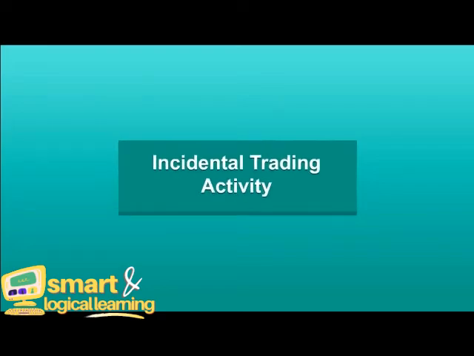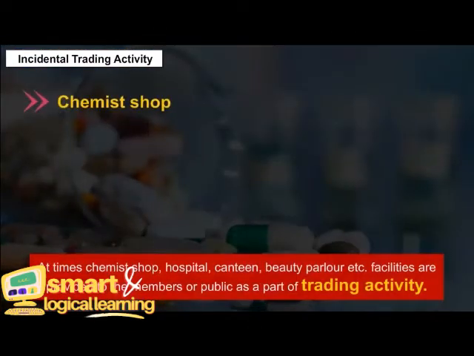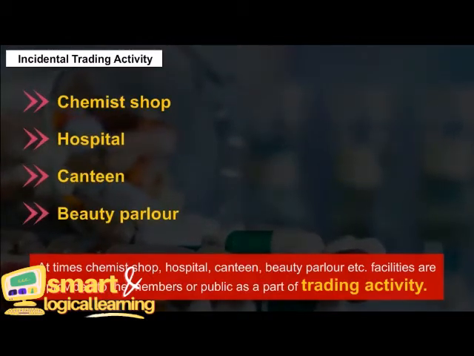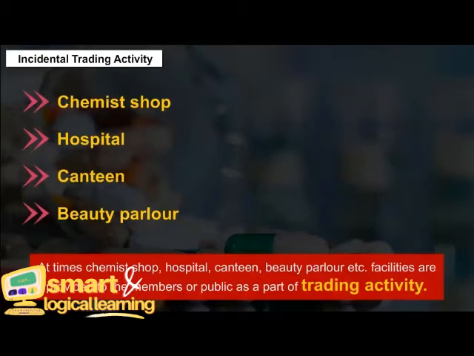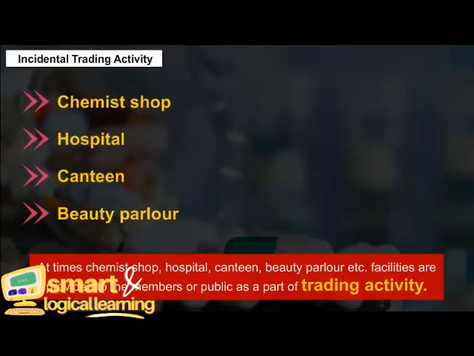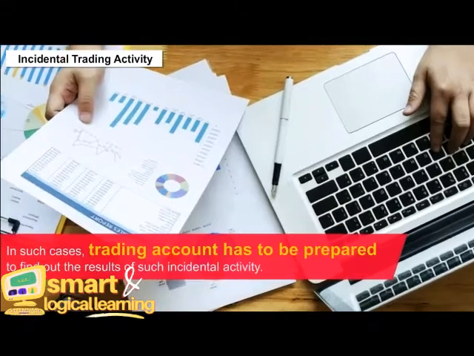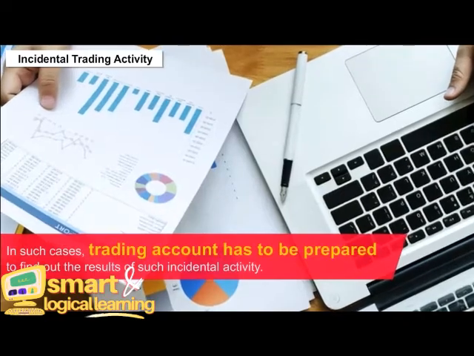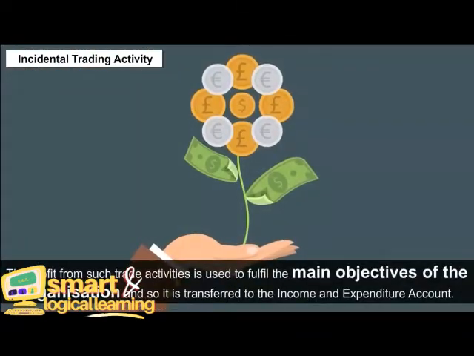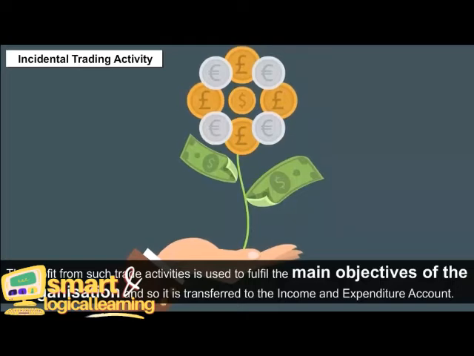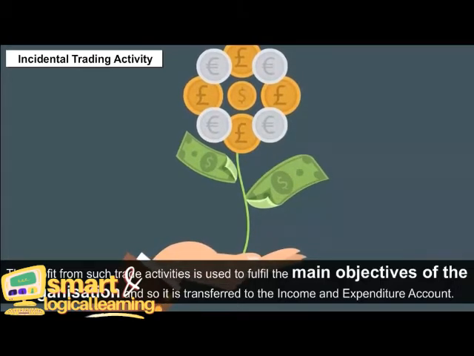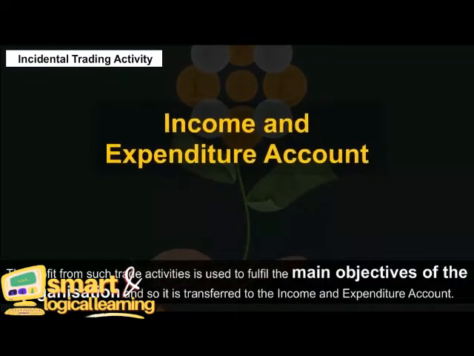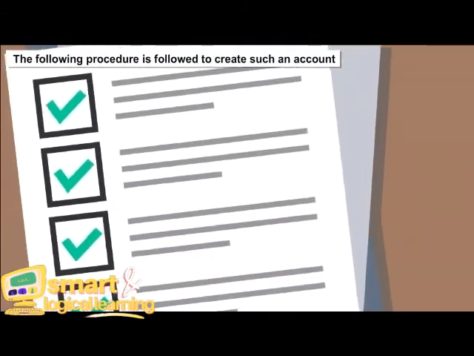Incidental trading activity. At times, facilities like a chemist shop, hospital, canteen, beauty parlor, etc. are provided to the members or public as a part of trading activity. In such cases, the trading account has to be prepared to find out the results of such incidental activity. The profit from such trading activities is used to fulfill the main objectives of the organization, and so it is transferred to the income and expenditure account. The following procedure is followed to create such an account.